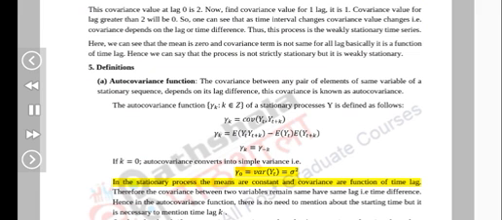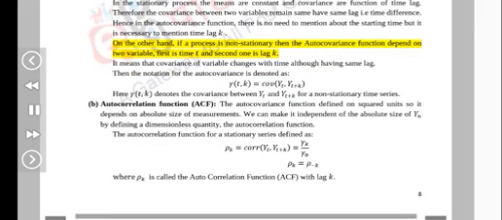The means are constant and covariances are a function of time lag. Therefore, the covariance between two variables having the same lag, i.e. time difference, remains the same. Hence, in the autocovariance function, there is no need to mention the starting time, but it is necessary to mention the time lag k. On the other hand, if a process is non-stationary, then the autocovariance function depends on two variables: first is time t and second is lag k. It means that the covariance of variables changes with time although having the same lag. Then the autocovariance is denoted as gamma(t, k) equals COV(yt, yt+k). Here gamma(t, k) denotes the covariance between yt and yt+k for a non-stationary time series.